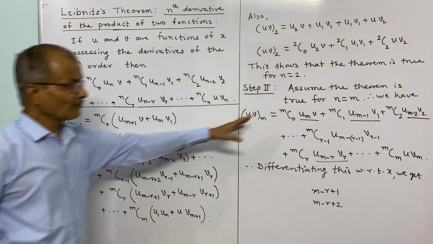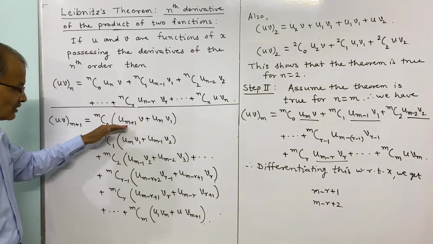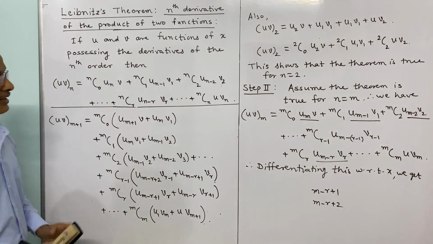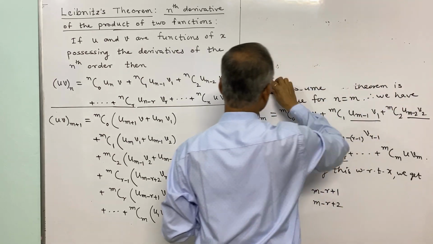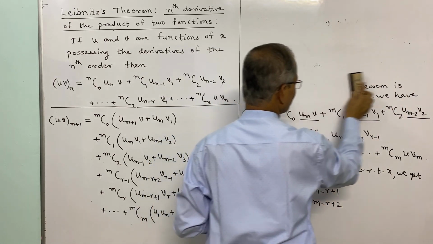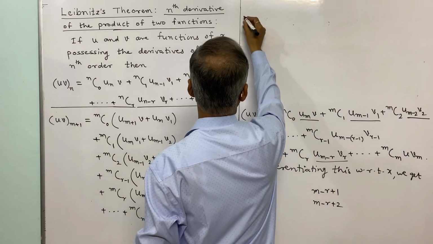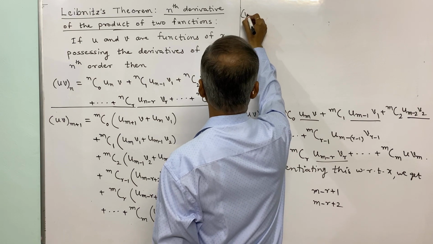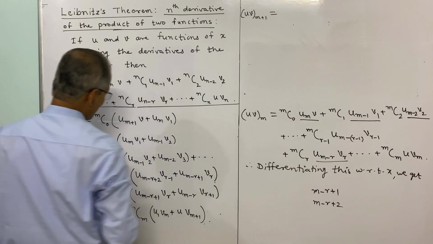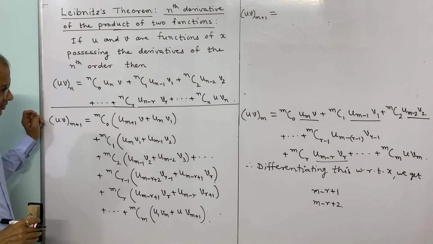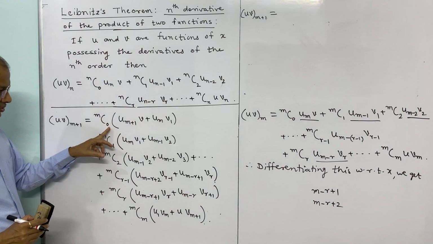So thus we have differentiated the right side, taking the derivative of each term using the product rule. You should verify this. Now this we shall simplify. While simplifying this, we note that the left side is the m plus 1th derivative of u into v. Now observe this. The terms we should observe.